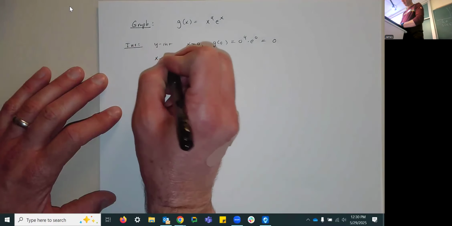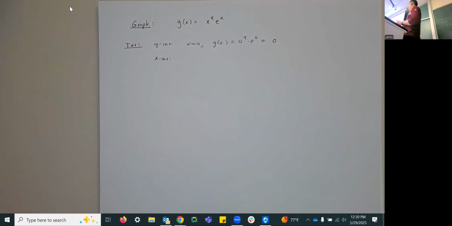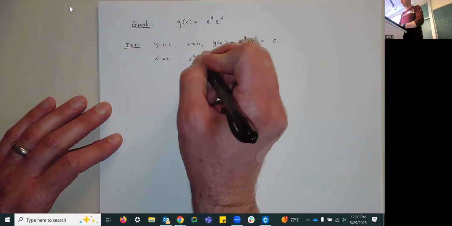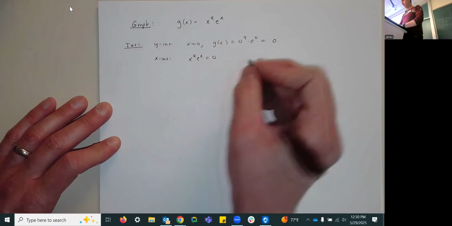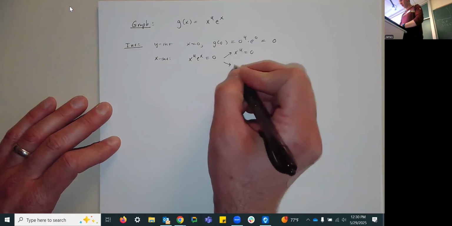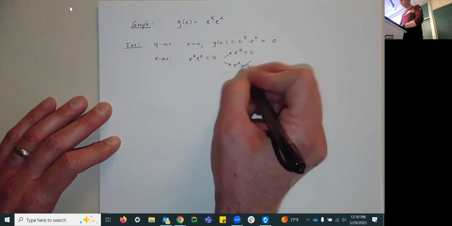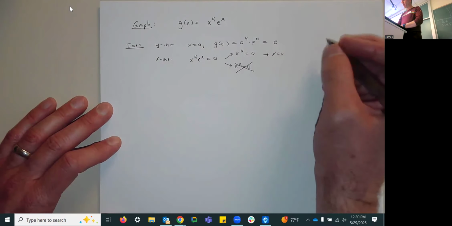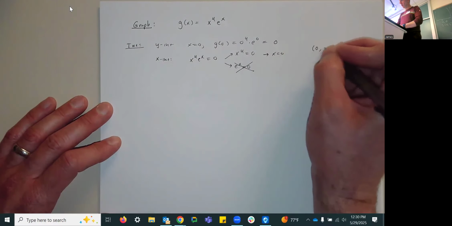And then the x-intercept, here's something good to know. If you know that y equals 0 is your y-intercept, you know that x equals 0 has to be at least one of the x-intercepts. So if we set the whole thing equal to 0, we can set each factor equal to 0, but we know that setting e to the x equal to 0 won't yield any results. There's no solution there. So we only get x equal to 0. So our only intercept is the origin, 0, 0.